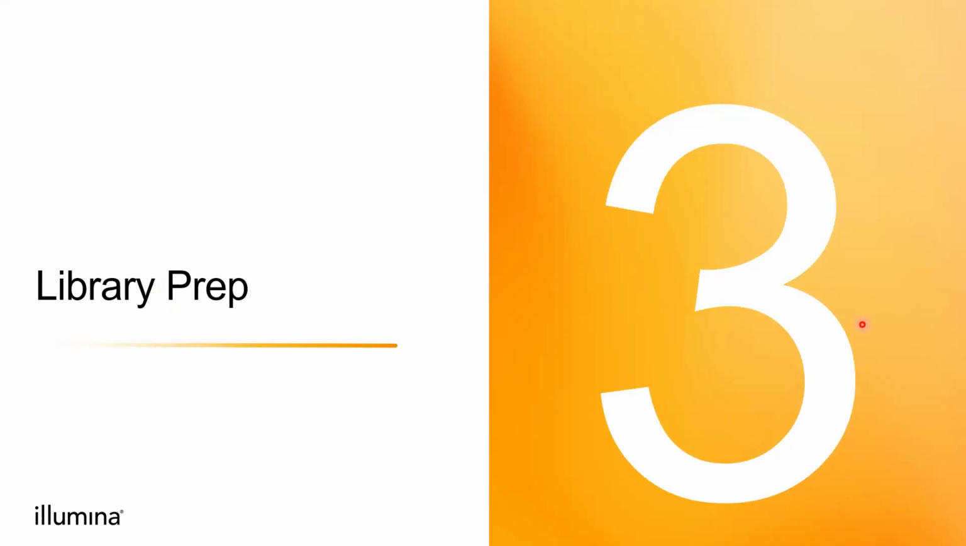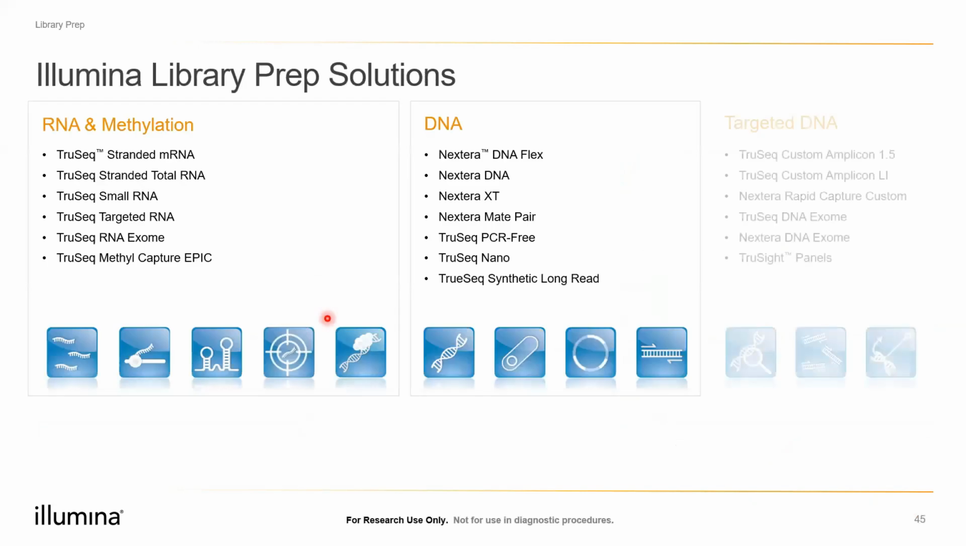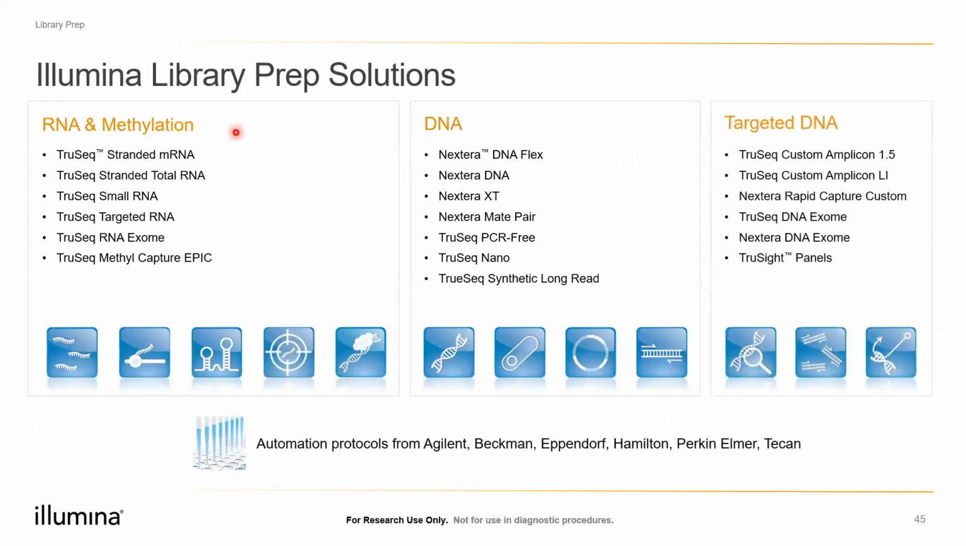Now let's move on to the library prep options that Illumina offers. Here are the major applications. You have your DNA libraries that can be made, and RNA to check your gene expression. Then you also have your methylome study, wherein you can check for your gene regulation. So these are different library prep methods, and Illumina offers different library prep solutions for each, catering to each application.